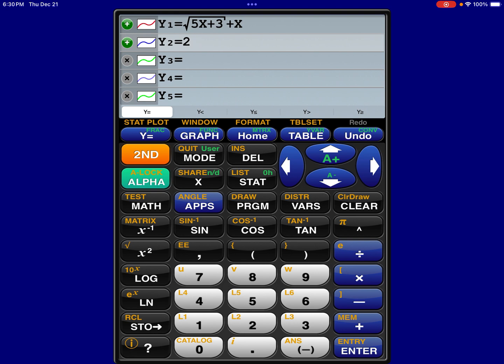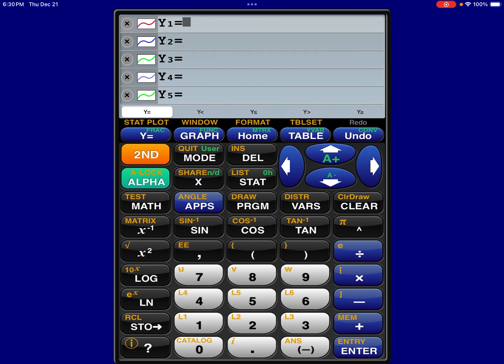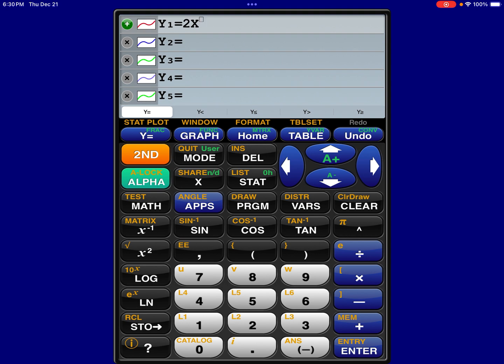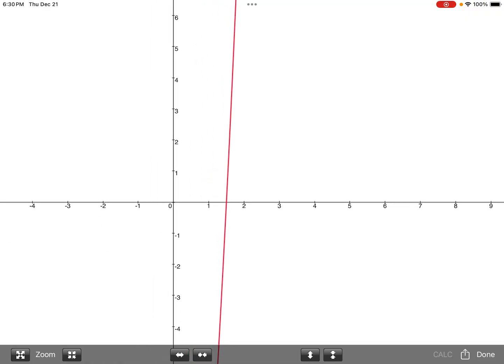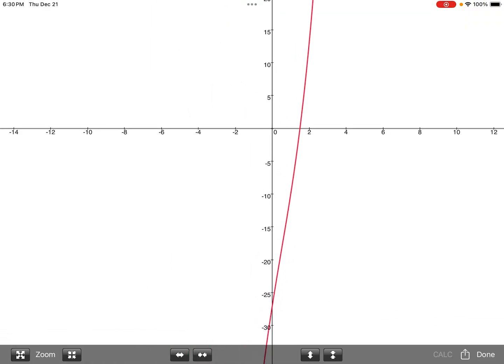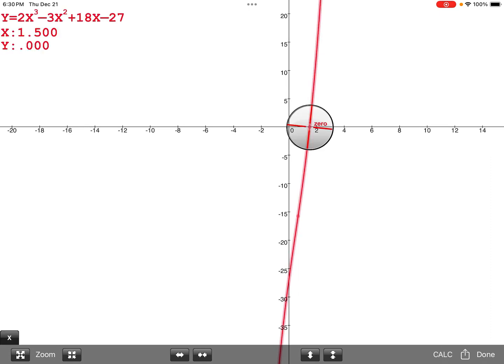and go with y equals 2x cubed minus 3x squared plus 18x minus 27. And then I can see that there's one place where the graph crosses the x-axis. That's at x equals 1.5. And I don't really see any others. So it probably only has one solution. But once we do the math, we're going to find out.